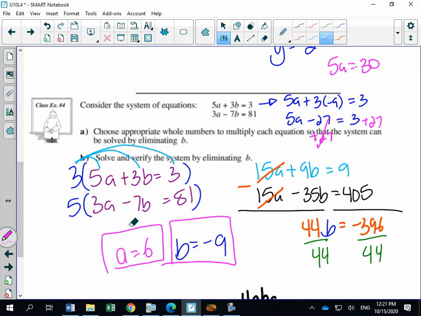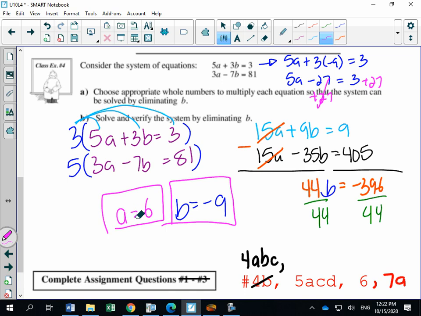No, so for this one, you wouldn't actually give it as an ordered pair because it's always x comma y, and I'd have to tell you that the ordered pair is like a comma b or something like that. Yep. So for this one, I'd be totally fine with a is equal to 6, b is equal to -9.